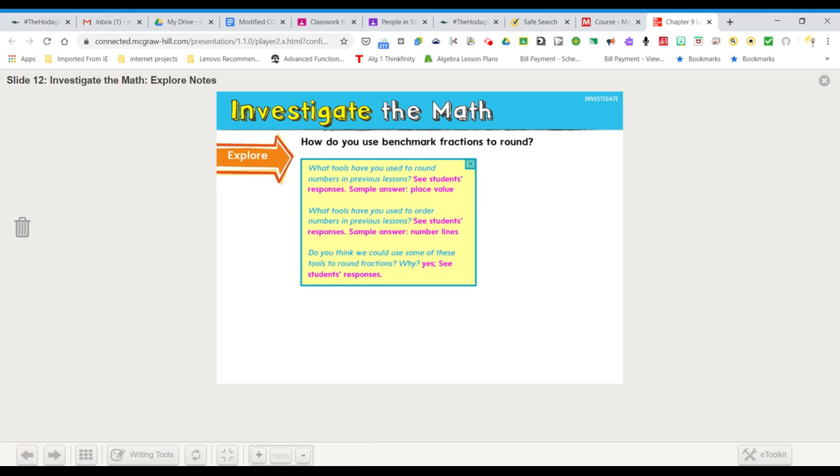So if you round to the nearest tenth, then your answer should be in tenths. Or if you round to the nearest hundredth, your answer needs to be in hundredths. Other tools that we've used are some number lines. We didn't use too many number lines this year, but I know that you've done that in the past. And so do you think we could use some of these things for rounding fractions? Absolutely. We're going to be looking at number lines first.